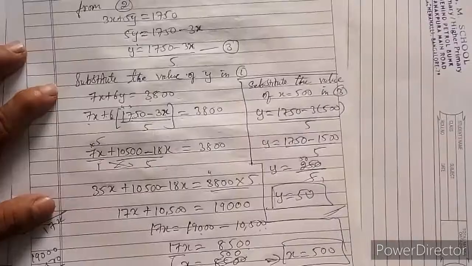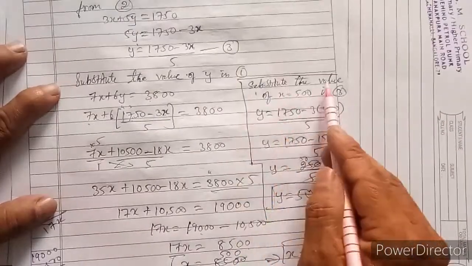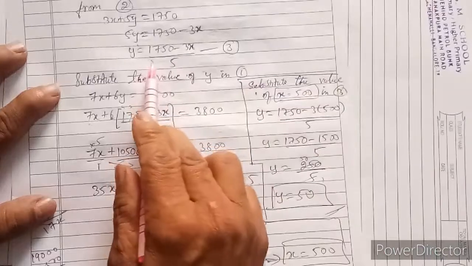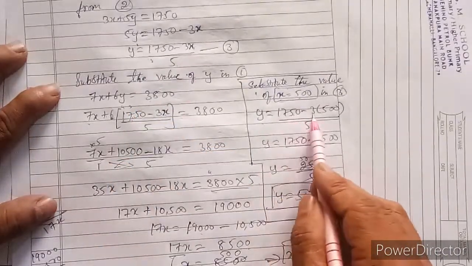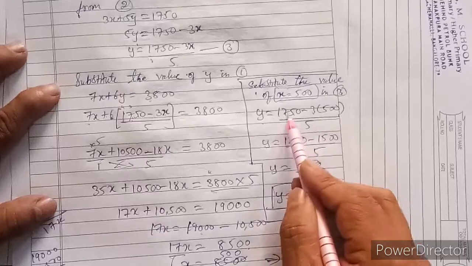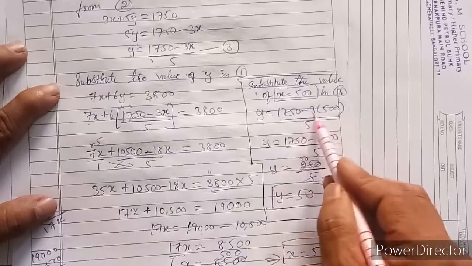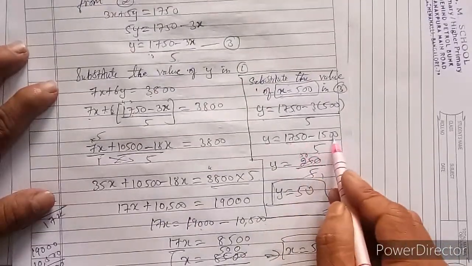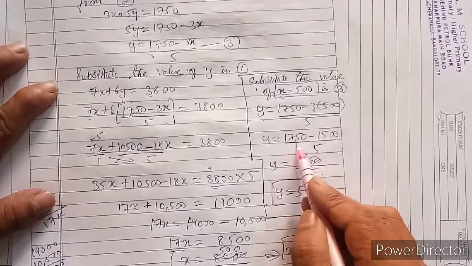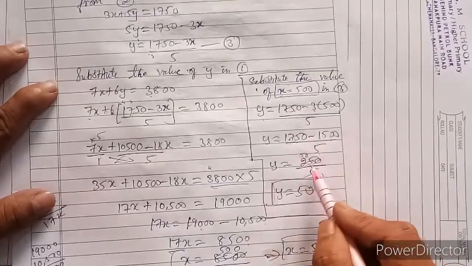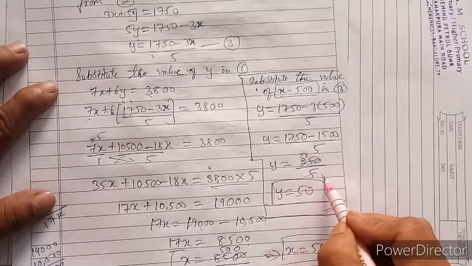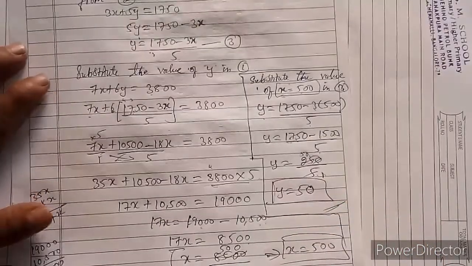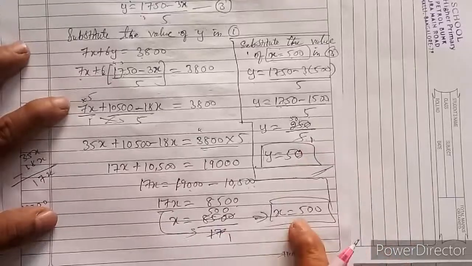Substitute, now listen here. I wrote here, substitute the value of x is equal to 500 in equation 3. Equation 3 is here only, don't get confused. y is equal to (1750 minus 3 into x) divided by 5. This is 1750 minus 3 into 500, that is 1500, divided by 5. 1750 minus 1500 gives 250 divided by 5. 5 5s are 25 and 5 zeros are 0, and we got the value of y as 50. X is equal to 500 and y is equal to 50.